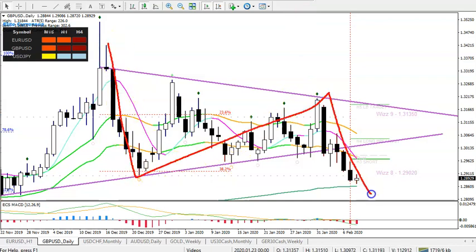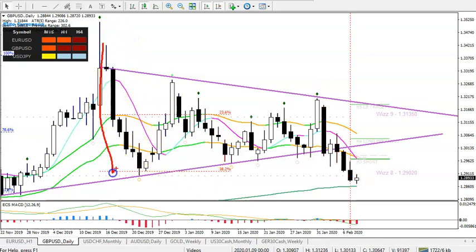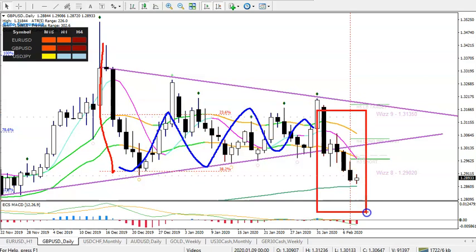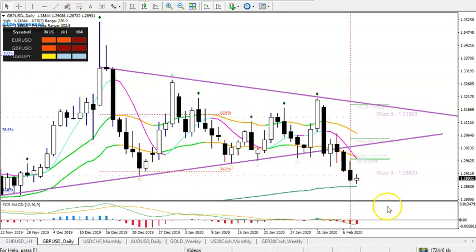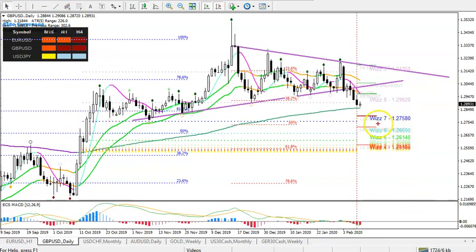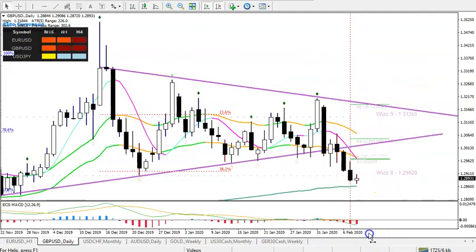This could easily still be an ABC pattern, of course, as well, or some WXY complex correction with a momentum correction and then a momentum. So that's why price could bounce at support. Let's see how deep it goes. At this moment, bears are in control, and I think it could go further.